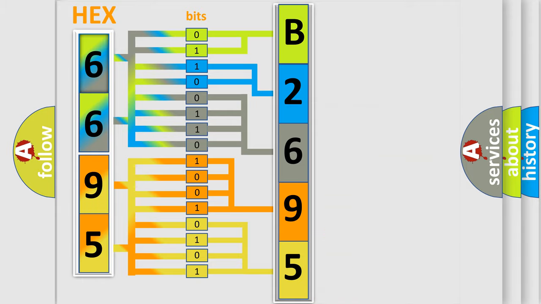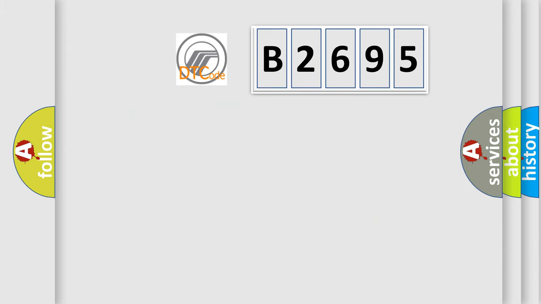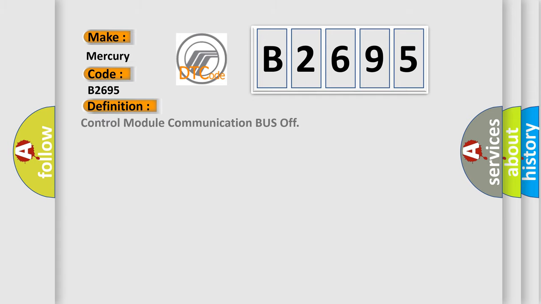We now know in what way the diagnostic tool translates the received information into a more comprehensible format. The number itself does not make sense to us if we cannot assign information about what it actually expresses. So, what does the Diagnostic Trouble Code B2695 interpret specifically for Mercury car manufacturers? The basic definition is control module communication bus off.